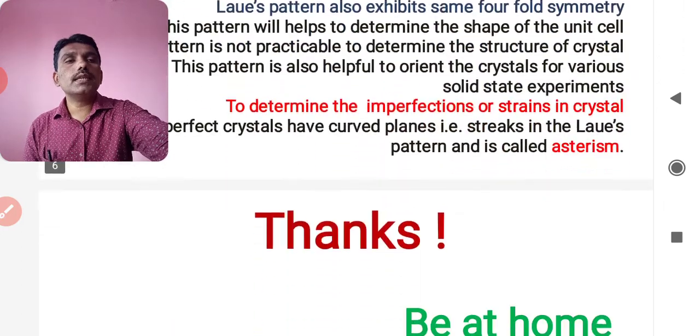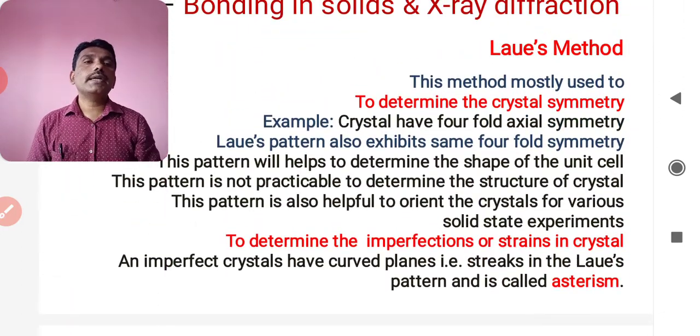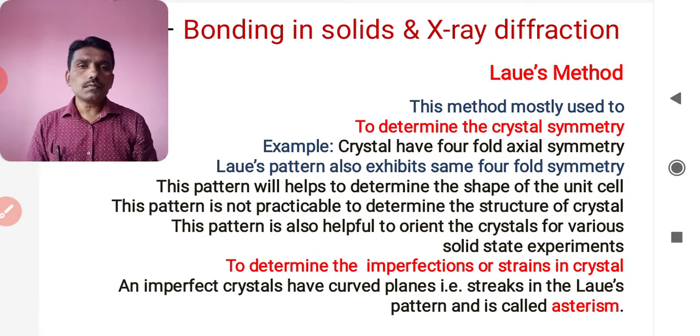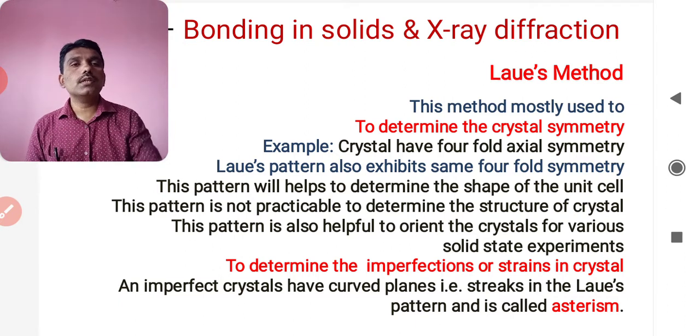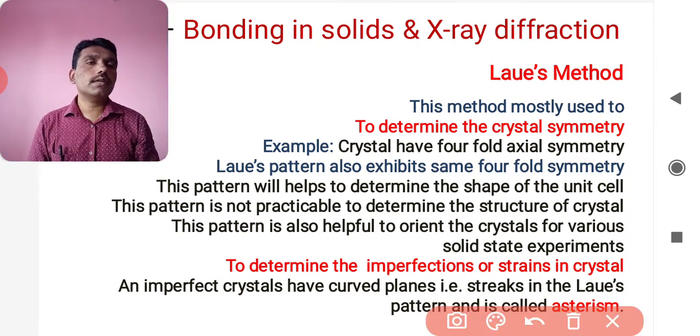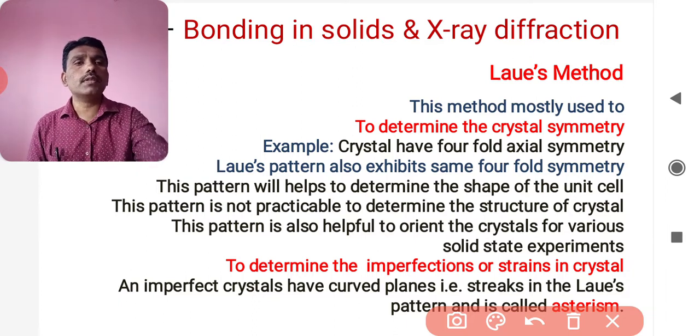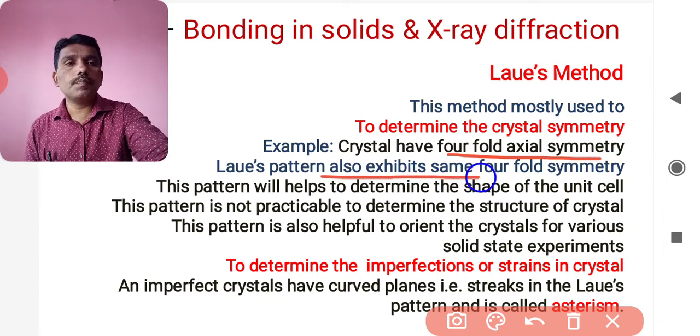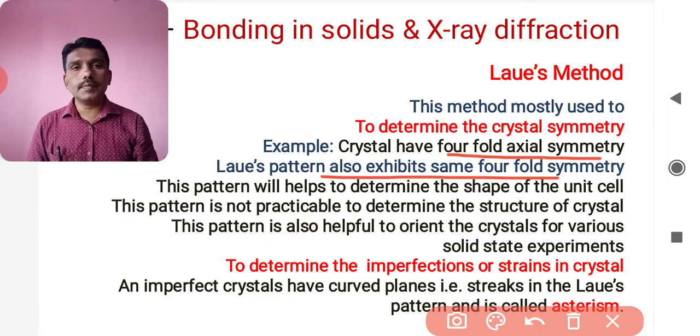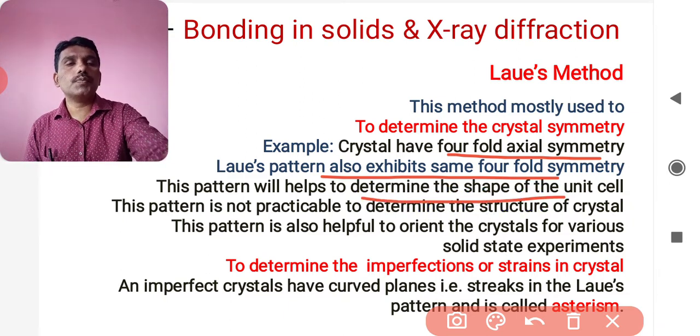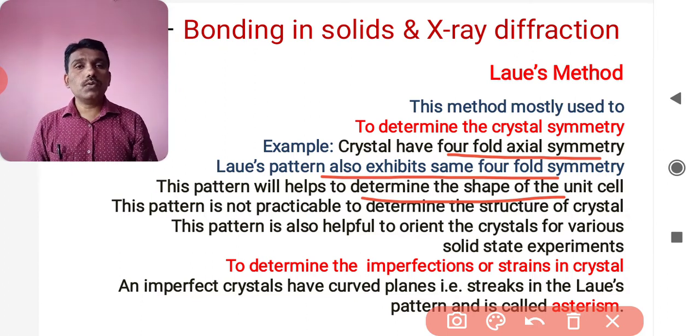So Laue's method is basically used to determine crystal symmetries when you put the X-ray beam on a crystal of about 1 by 1 by 1 mm size, with a beam of nearly 2 angstrom units. For example, if a crystal has fourfold axial symmetry, Laue's pattern will definitely exhibit the same fourfold symmetry on the film, and this pattern helps to find out the shape of the unit cell.